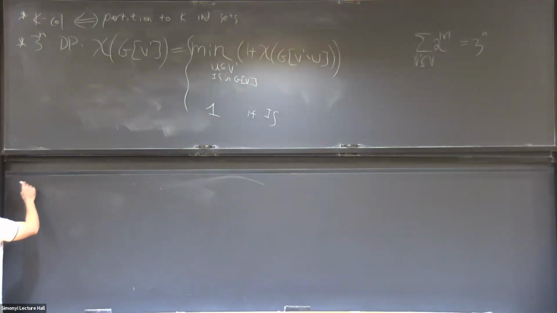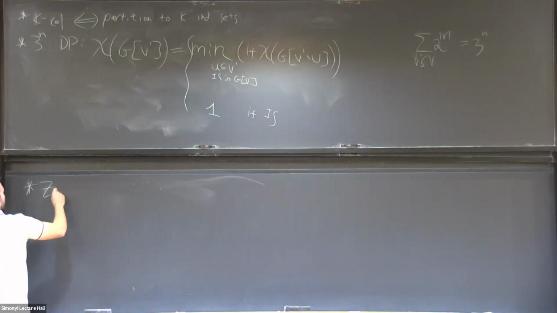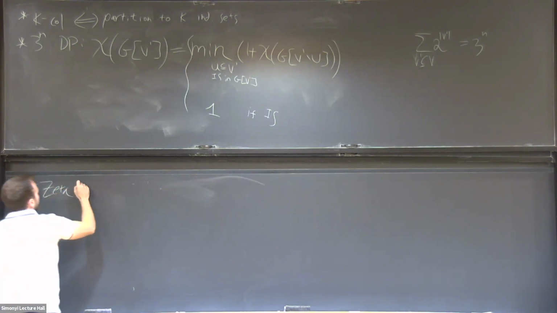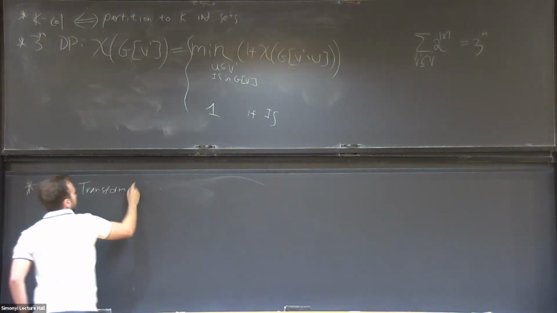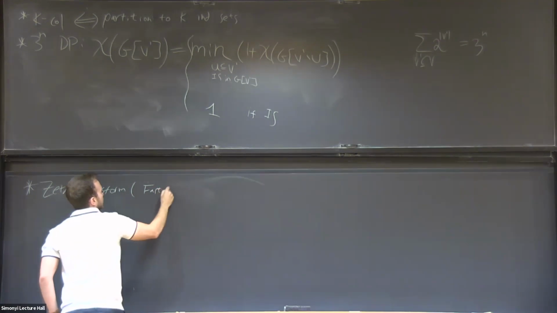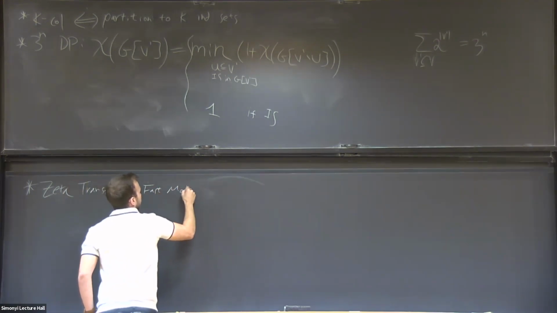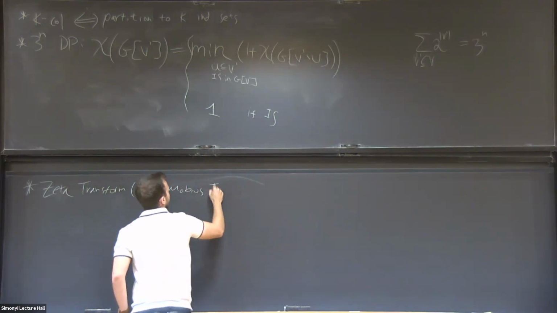Okay, so now I want to talk about the 2 to the n algorithm, but first let me introduce some old tool we will need for this. Some people call it the zeta transform, and other people call it the first Möbius transform. It depends on where you are in the US.